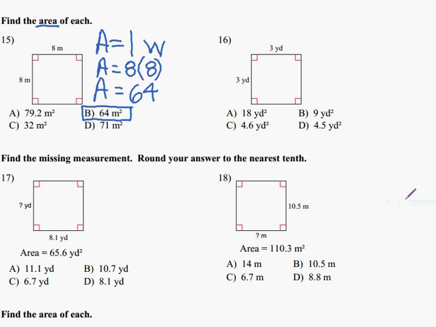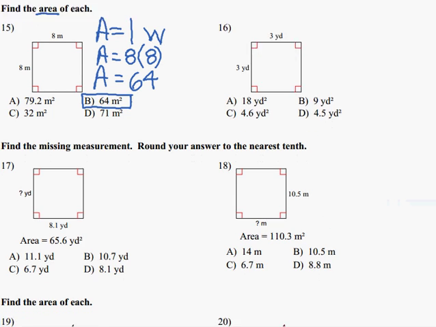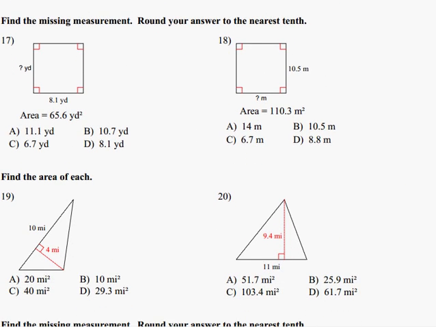Okay, problem number 17. Problem number 17 again says find the missing measurements. So I do not know the width. I know the length. I do not know the width. But I'm going to call the width x. So I again know my area.